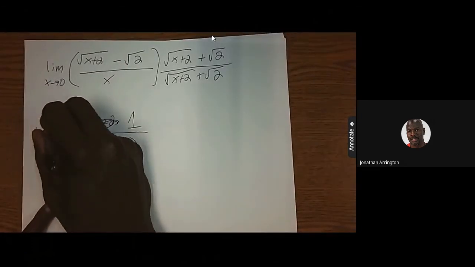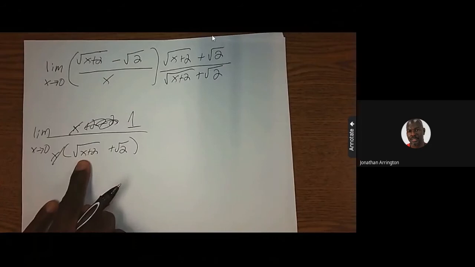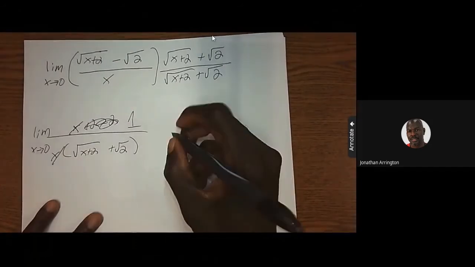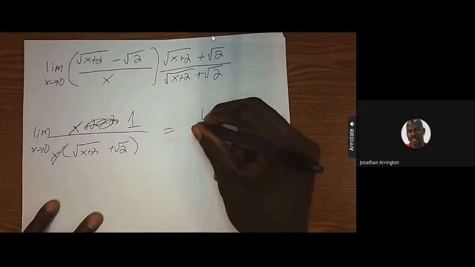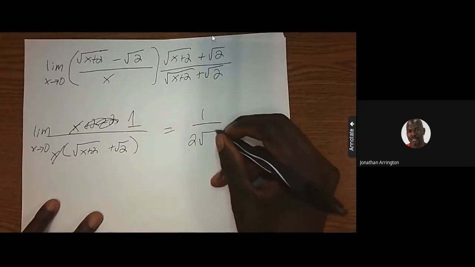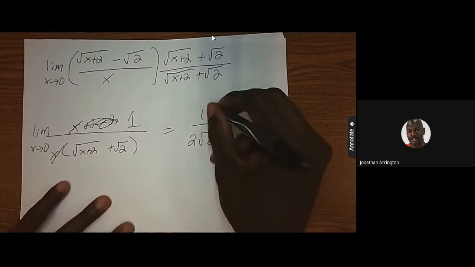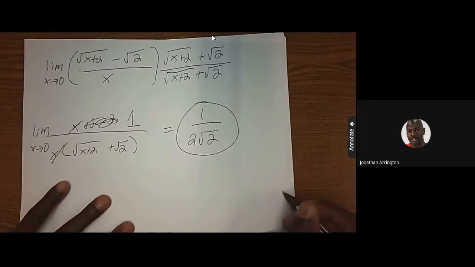You can now take the limit as x goes to 0. So that's plugging in 0 for x. So that'll be the square root of 2, and that's the square root of 2. So the square root of 2 plus the square root of 2 is 2 times the square root of 2, just like x plus x is 2x. So there is our answer.